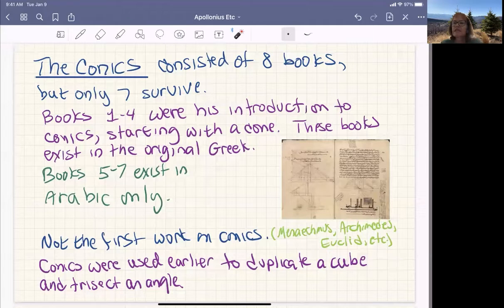Now, Apollonius did not write the first book on conics. There were earlier mathematicians who also studied conics. So for example, Menaechmus. And remember that Menaechmus used conics to duplicate the cube. Archimedes, and also Euclid. So Euclid wrote a book on the conics. And so conics were used earlier to duplicate a cube and to trisect an angle.